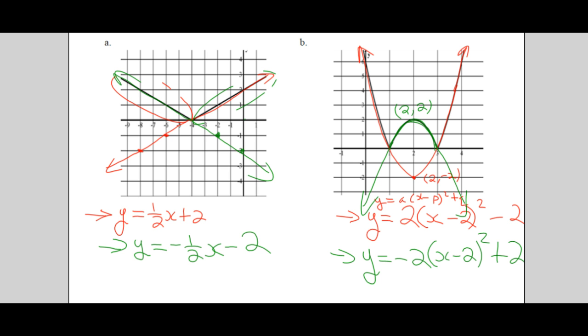Okay, questions? So really that's like a state. Draw this and state the equation, because there's not a lot of work involved in getting that equation.